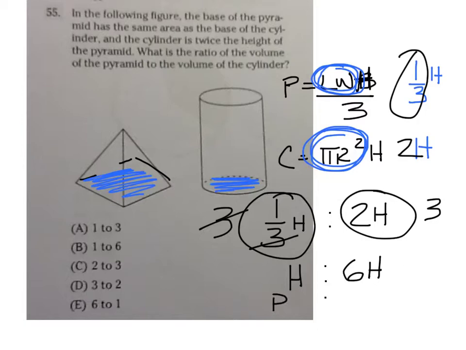So this is pyramid to cylinder. What is the ratio of the volume of the pyramid to the cylinder?